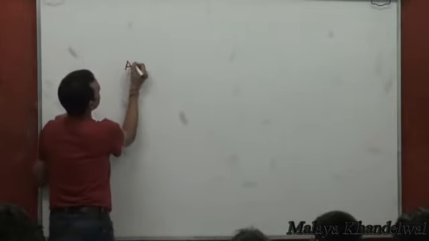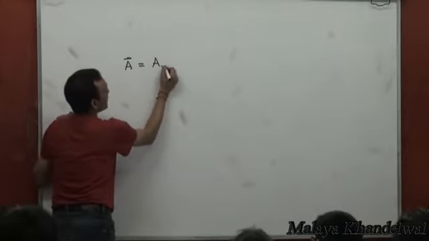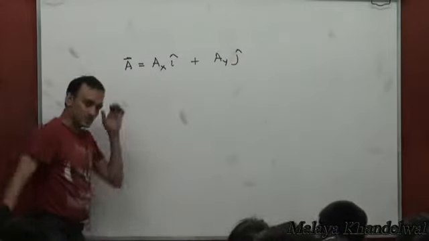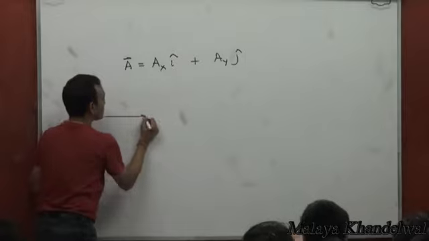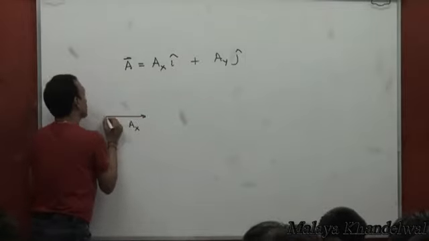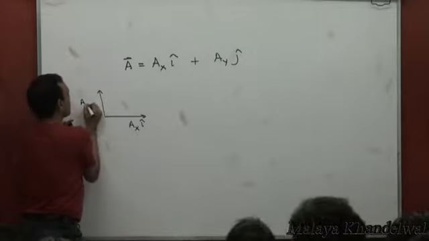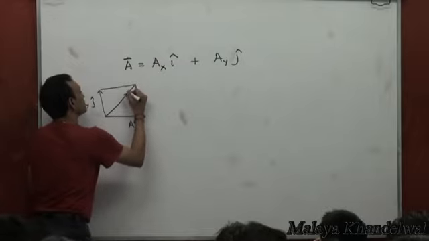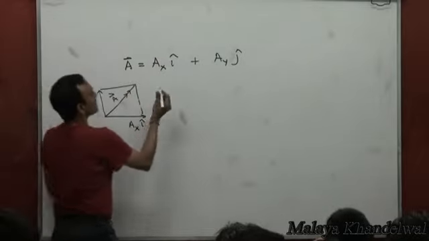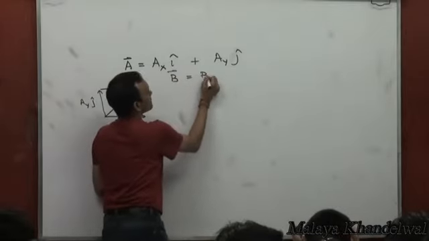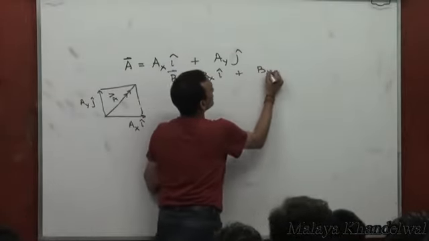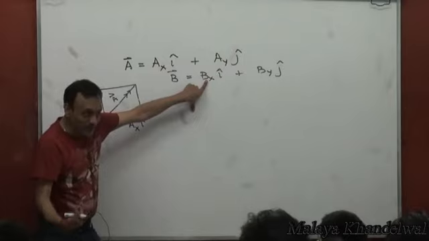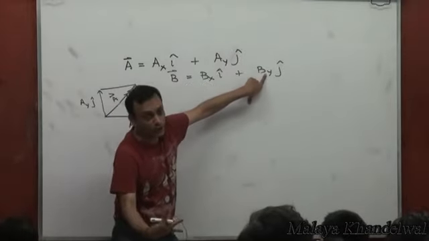If there are two vectors, a vector A which is given by AX i cap plus AY j cap. Suppose this is one vector A. So the vector A has an x component and a y component, and this is the vector A, right? And let's say there is another vector B which is given as bx i cap plus by j cap. So the vector B has its x component of magnitude bx and its y component of magnitude by, right?